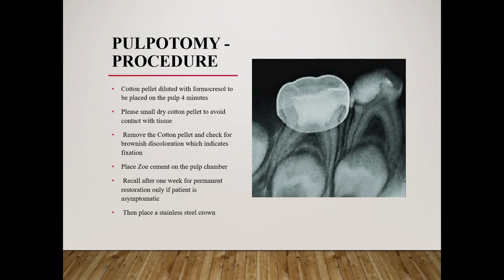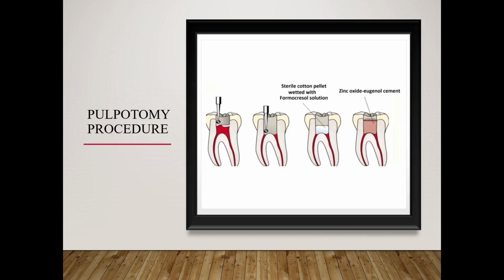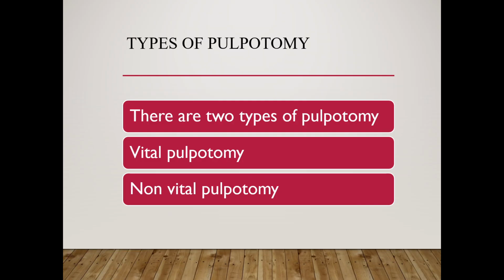Then recall the patient after 1 week. If the patient has no pain and is asymptomatic, then you can place a stainless steel crown as shown in the picture. So what I've explained: remove the caries, remove the coronal pulp, fix the pulp with the formocresol solution, then place the zinc oxide eugenol cement, recall the patient after 1 week, and then place the crown if the patient doesn't have any pain.